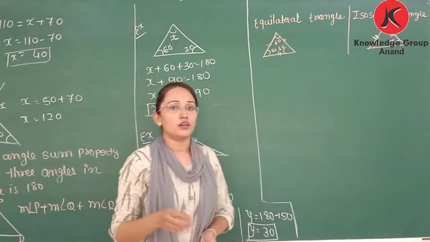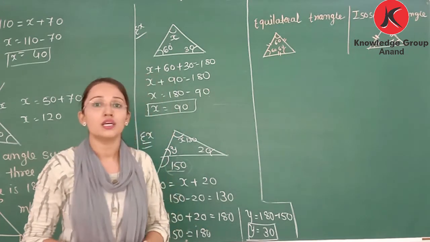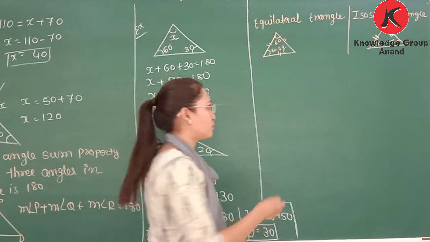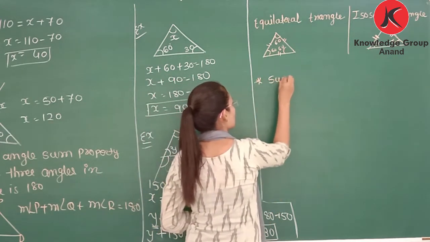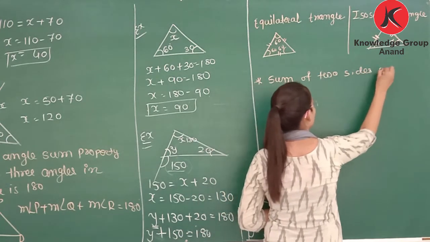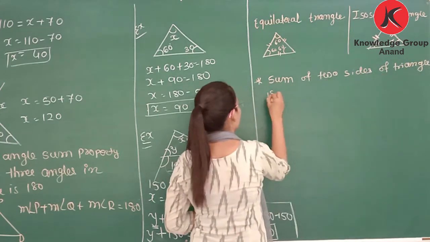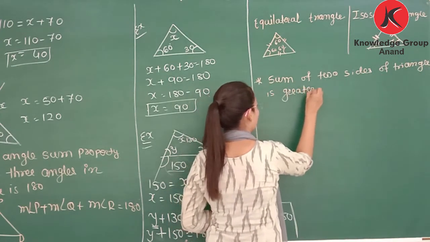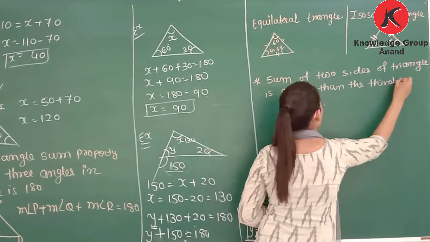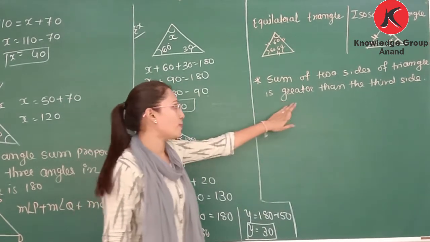Then we learn two properties of a triangle. The sum of two sides of a triangle is always greater than the third side. So if a triangle is possible, then this property must be satisfied.